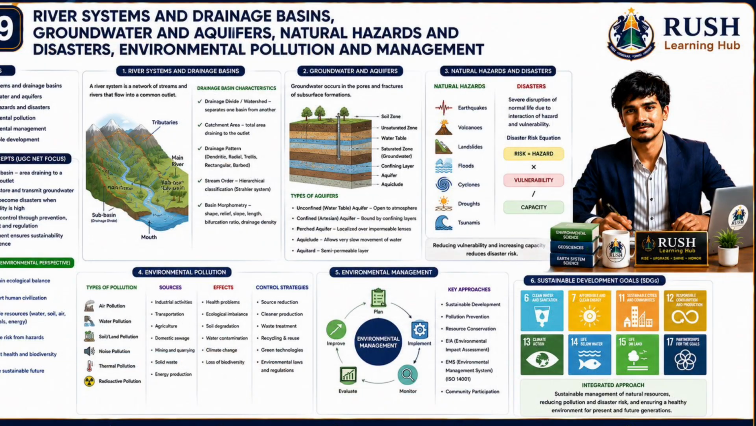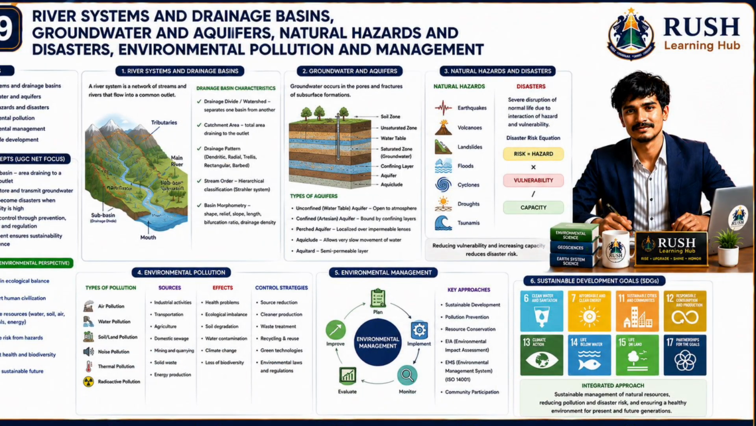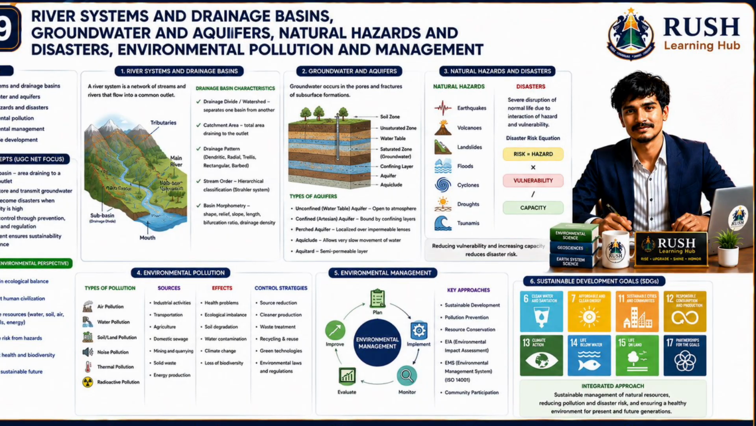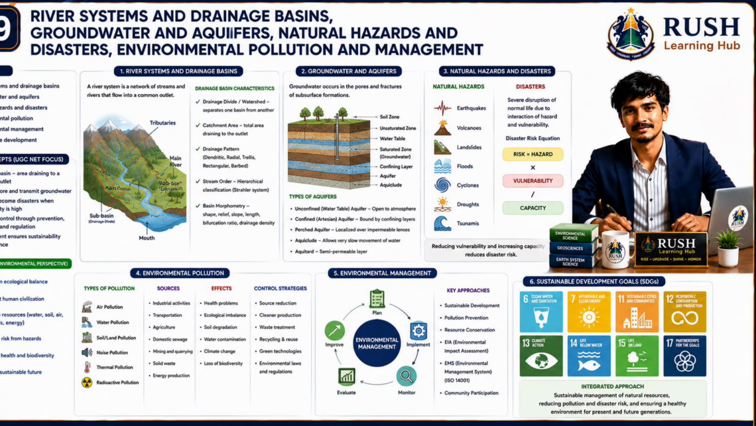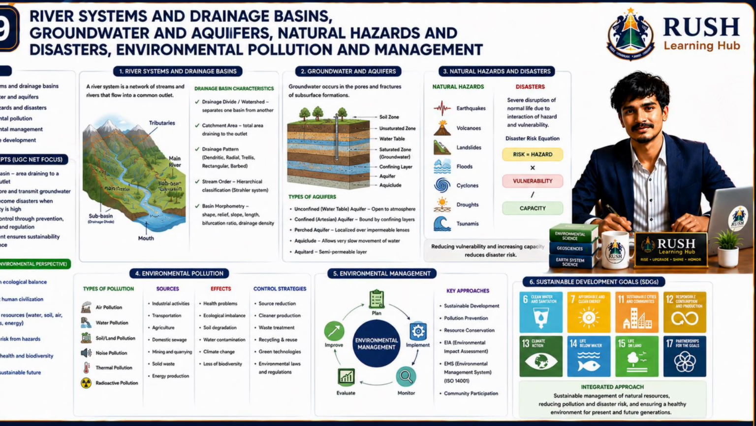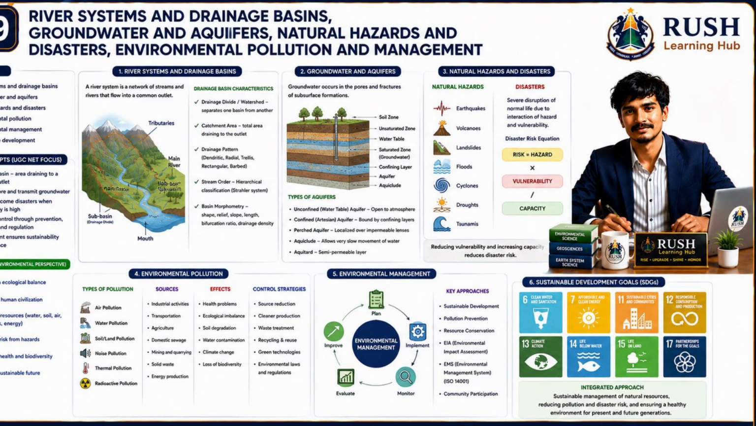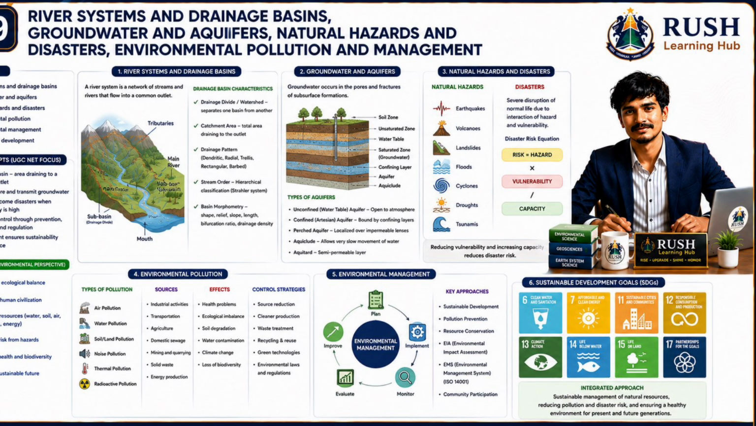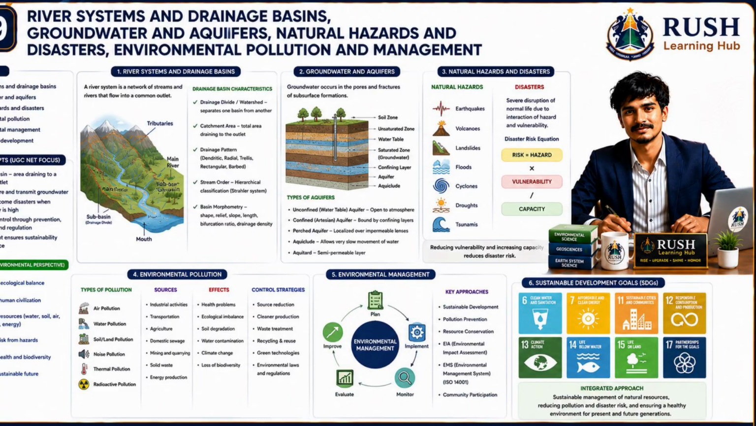Let us begin with the distribution of water on Earth. Water is one of the most essential natural resources and covers nearly 71% of the Earth's surface. However, most of this water is saline. Approximately 97% of the Earth's water is present in oceans and seas and is unsuitable for direct human consumption. Only about 3% constitutes freshwater.